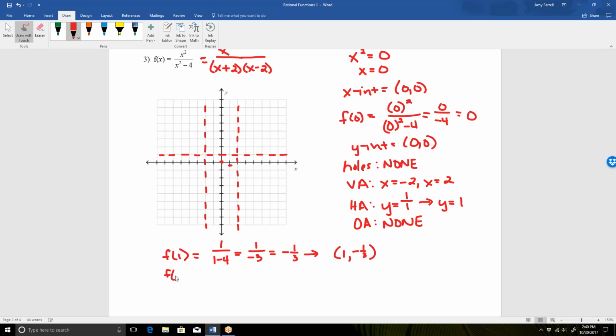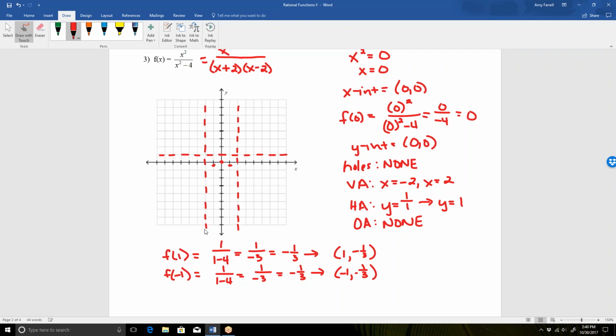Let's find f of -1. F of -1 is going to be exactly the same thing. This is because we're squaring, and when you square a negative number, you get a positive. So plugging in -1 gives us exactly the same thing as when we plugged in a positive 1. So it's going to be over here.